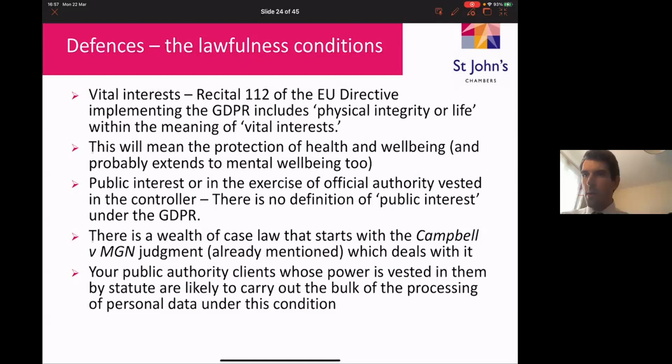The Campbell and MGN judgment is good reading for you on that point. Again, it's a judgment which has cropped up in the data protection context, even if that was a case which concerned misuse of private information and breach of confidentiality, which we'll come on to. And if you've got public authority clients whose power is vested in them by statute, then the bulk of their processing is likely to be done in the public interest, it seems to me, or at least arguably so.